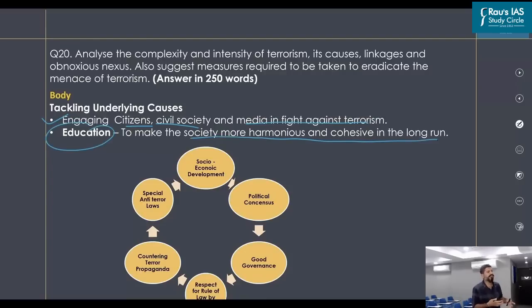In this line, we can create a virtuous cycle where we create socio-economic development. Socio-economic development is important, and it needs to be aligned with creating a political consensus, because this has been one of the issues in Jammu and Kashmir, where a political consensus is not yet final. Plus, focus has to be on good governance. The security agencies need to respect the rule of law, and we also need to focus on countering the terror propaganda by the terrorist organizations, by the government of India itself. Plus, we need special anti-terror laws.